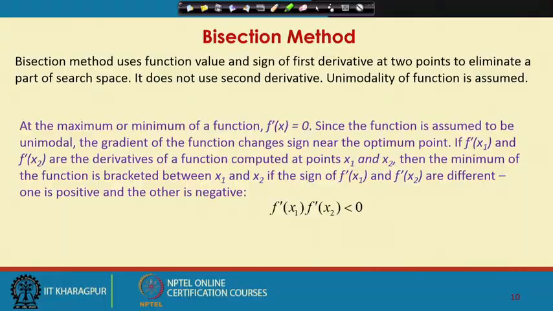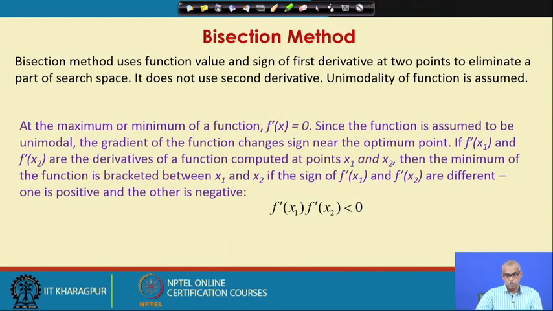So, if f prime x 1 and f prime x 2 are the derivatives of a function computed at points x 1 and x 2, then the minimum of the function is bracketed between x 1 and x 2 if the signs of f prime x 1 and f prime x 2 are different. One is positive and the other is negative, and the check will be f prime x 1 into f prime x 2 is less than 0.